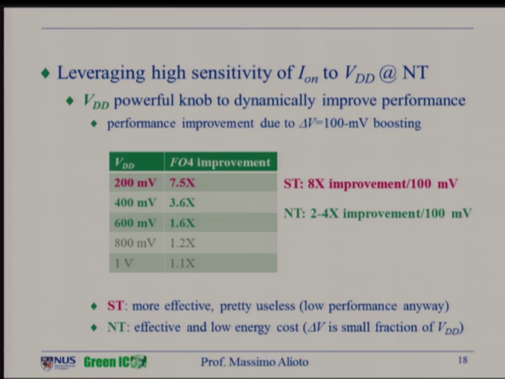So from these numbers, we learn something. In subthreshold, voltage boosting is very effective in raising up the performance, but it's not that useful, because in the end, performance is already pretty bad. Regarding near threshold, actually, voltage boosting is much more interesting, because we can get decent performance, we can raise it significantly by 2 to 4x, and by the way, the energy cost of voltage boosting is not much, because if we are operating at 500 millivolts and we raise it by 100 millivolts, we are increasing the energy, if we assume a square law, by still a pretty limited amount.